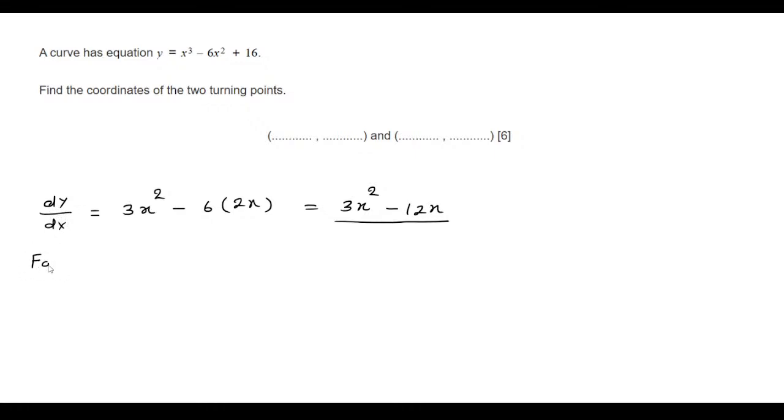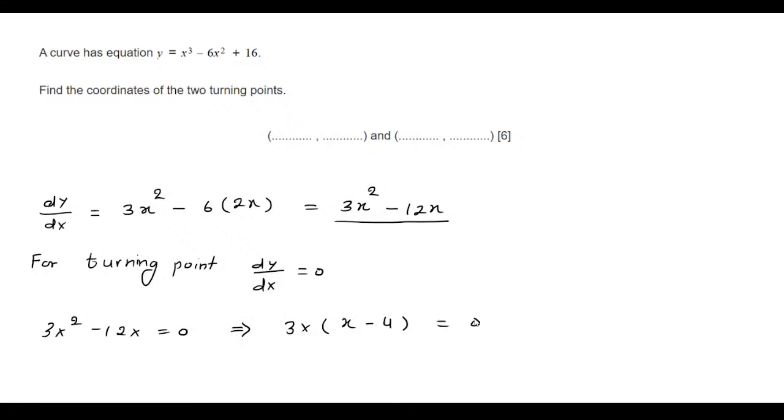So for a turning point, I have dy by dx equal to 0. This gives me 3x squared minus 12x equals 0. I will take 3x common, so it is 3x times (x minus 4) equals 0. So this gives me x equals 0 or x equals 4.